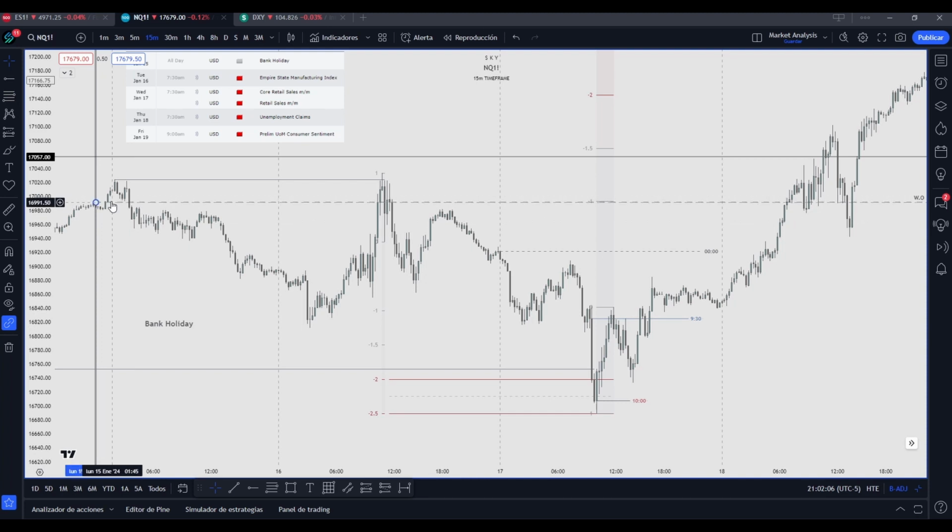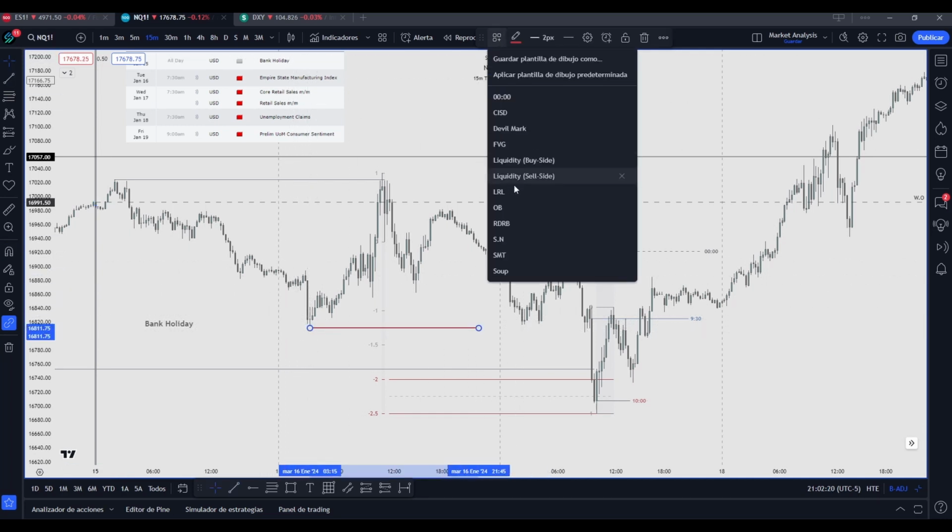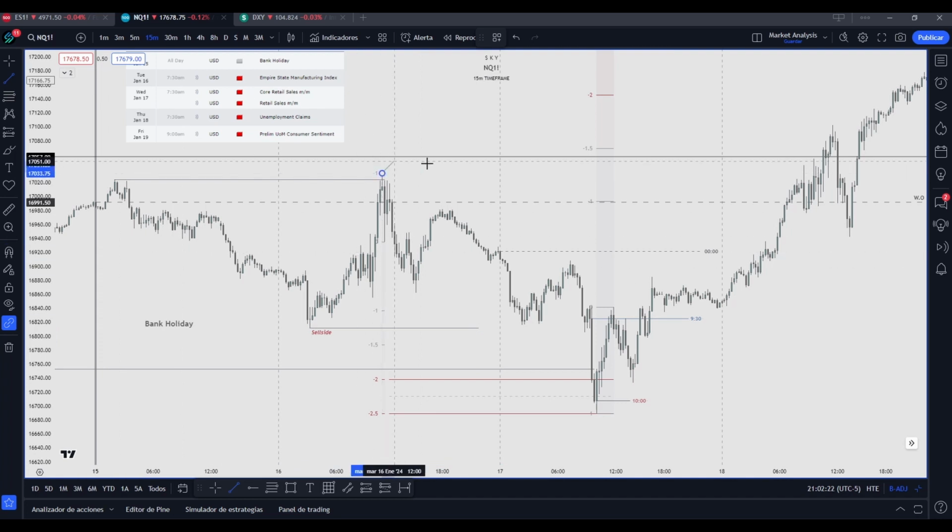Plus, as we can see here, where we tap again to the opening price, again more accumulation, leaving sell side liquidity here and buy side liquidity here.